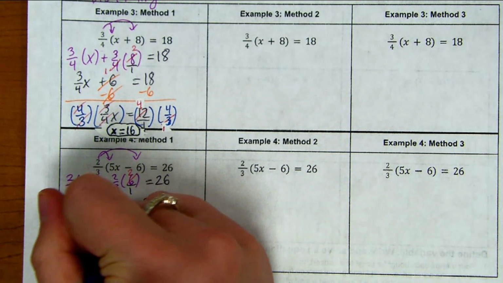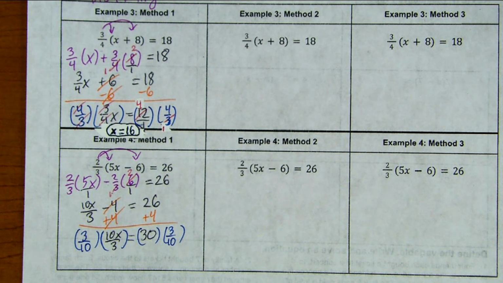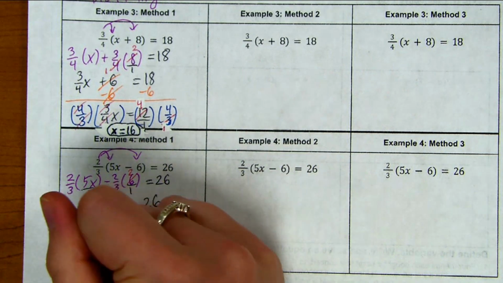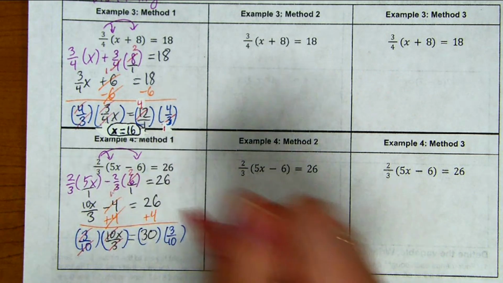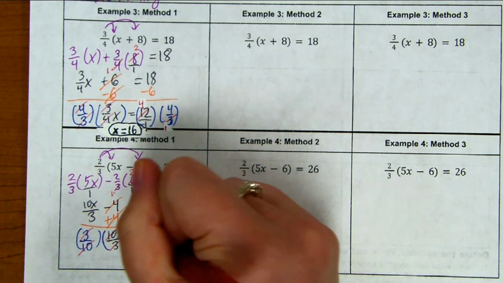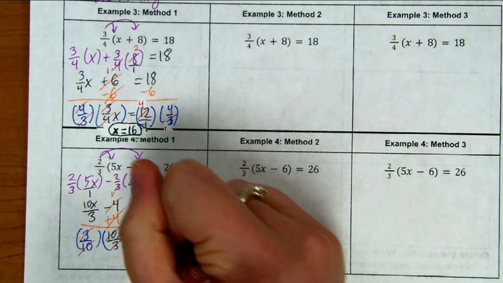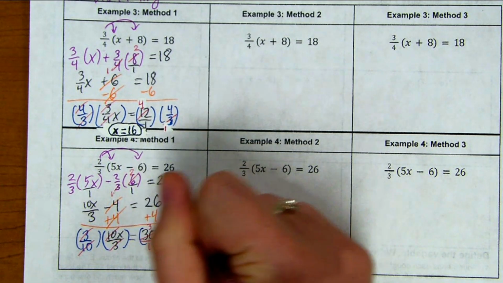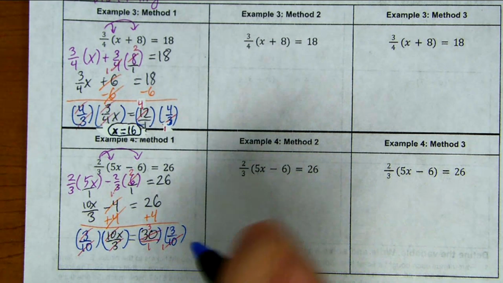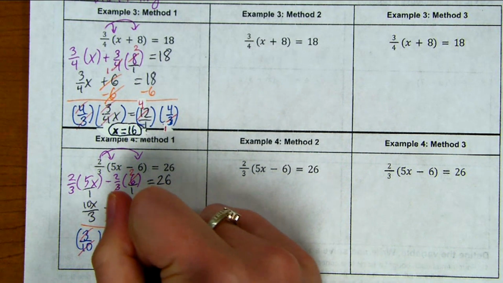So if we multiply both sides of the equation by 3 over 10, now 3 in the numerator, 3 in the denominator cancels out. 10 in the numerator and 10 in the denominator will cancel out. Over here, this will be 30 over 1. Well, 30 and 10 are both divisible by 10, so 30 divided by 10 is 3. 10 divided by 10 is 1. So now we're left with just x on the left side of the equation, and on the right side of the equation we have 9. So we get that x equals 9.